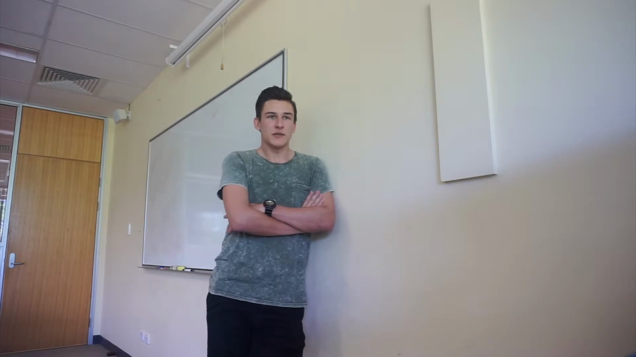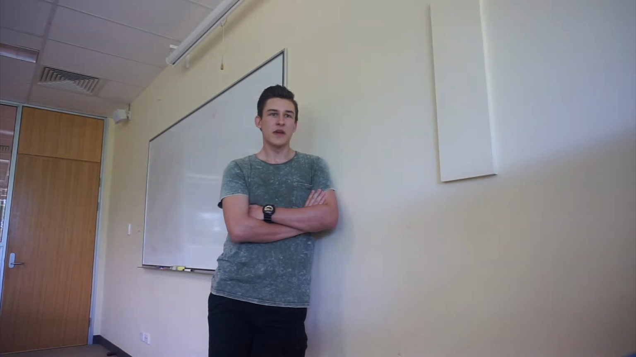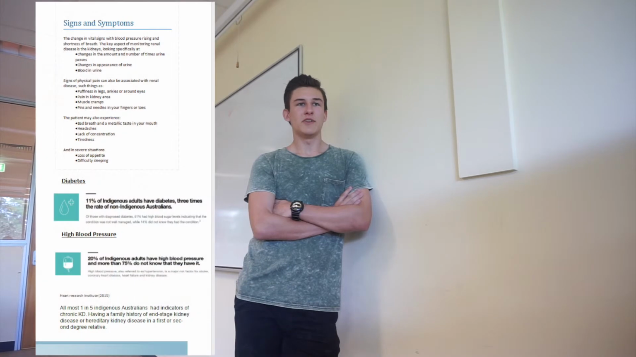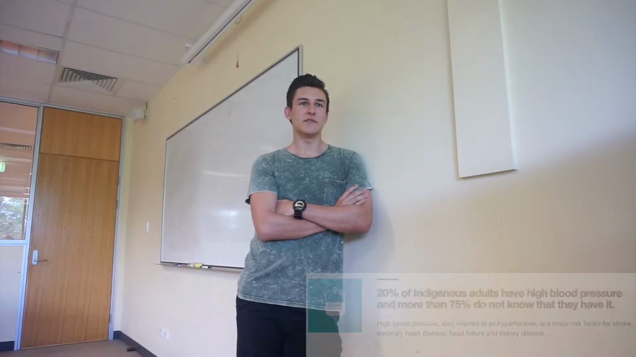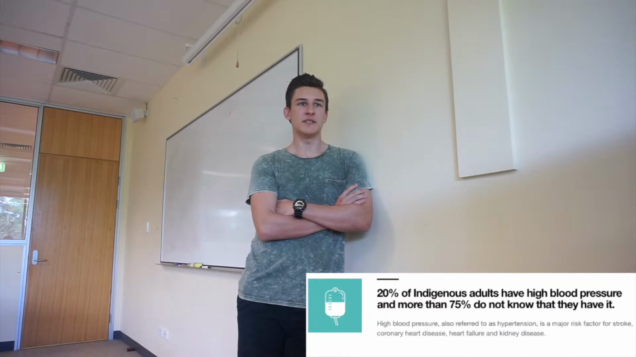High blood pressure causes damage to the blood vessels in the kidneys, prohibiting the kidneys from performing their function efficiently. This results in protein being leaked into the urine. High blood pressure damages the blood vessels that are important in filtering the essential oxygen and nutrients needed for the body. 20% of Indigenous adults have high blood pressure. High blood pressure is the second leading cause of kidney failure.